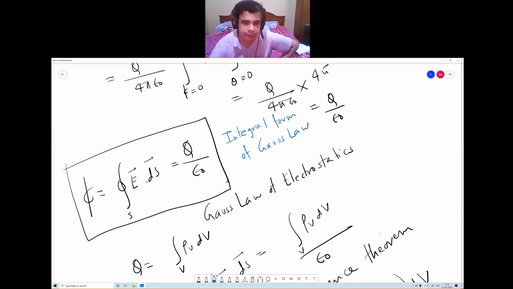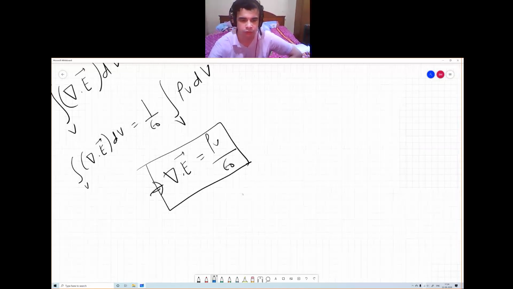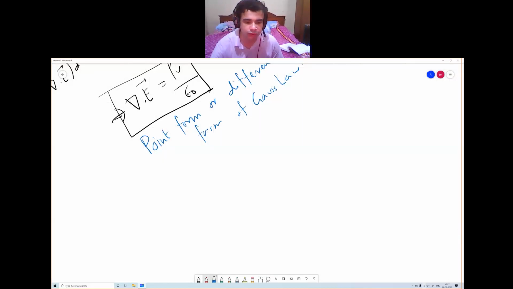Okay. This one here is called the point form or differential form of Gauss's law. It is very much possible to convert from one form to the other. From the point form, it is possible to convert it to integral form, and from integral form, as just shown, it is possible to convert it to point form. So to summarize, the three most important values of E.